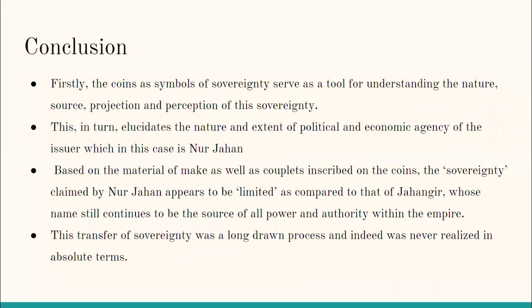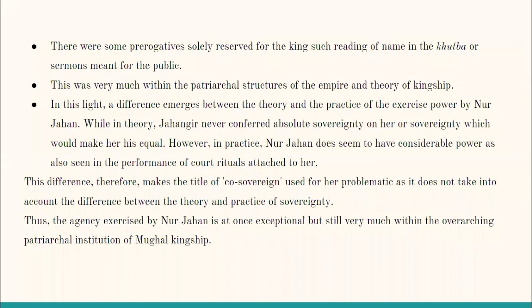Now, khutbas and the copper coins were much more widely circulated among the local masses. And here we see that her sovereignty was limited in the sense that it was centered around the court. The actual power that she wielded was in the court. So this was very much within the patriarchal structures of the empire and the theory of kingship. In this light, a difference emerges between the theory and practice of the exercise of power by Nur Jahan. While in theory, Jahangir never conferred absolute sovereignty on her, or sovereignty which would make her his equal, in practice, Nur Jahan does seem to have considerable power and influence, as also is seen in the performance of court rituals attached to her.